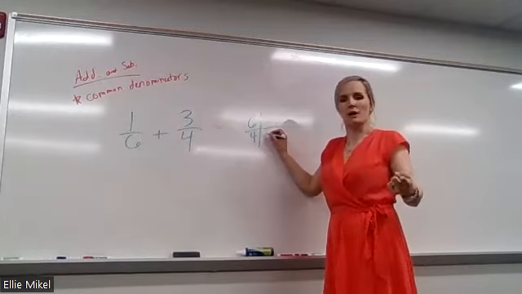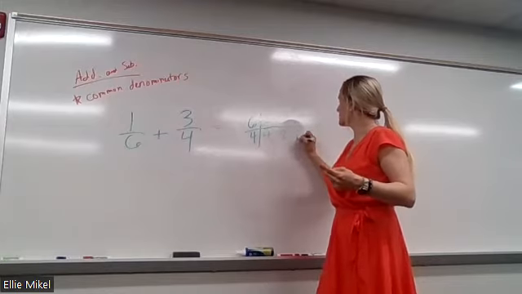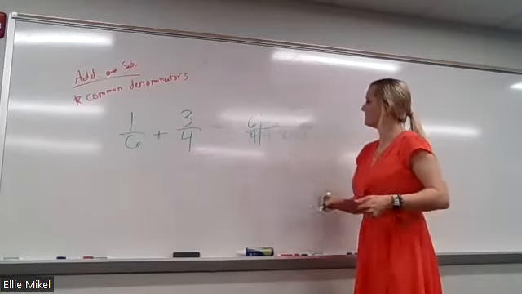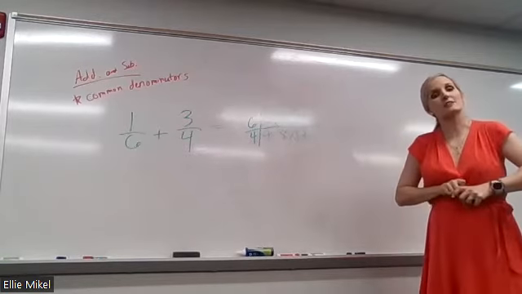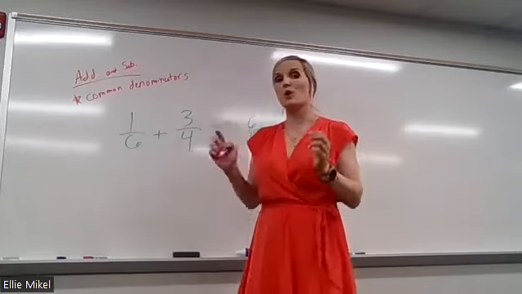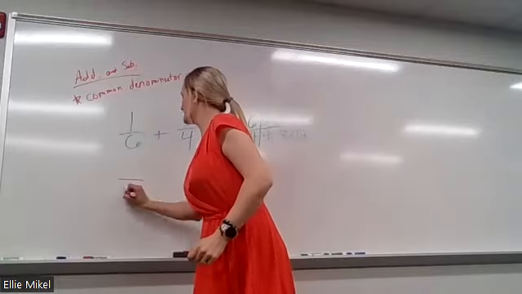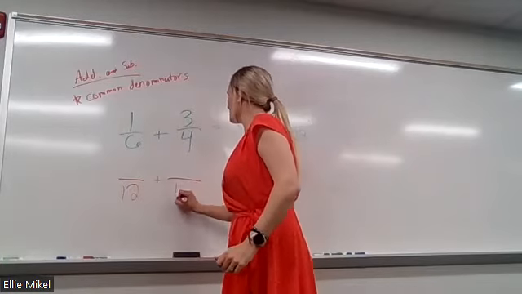All right, what's 4 times 1? 4. What's 4 times 2? 8. 4 times 3? 12. There it is. The very first one that they have in common is 12. So here again, here's what that means. I need to change both of these fractions now to have that common denominator. 6 is going to become 12 and 4 is going to become 12.